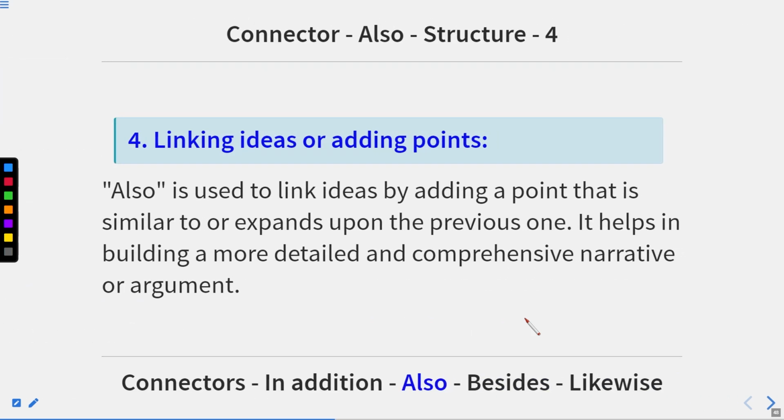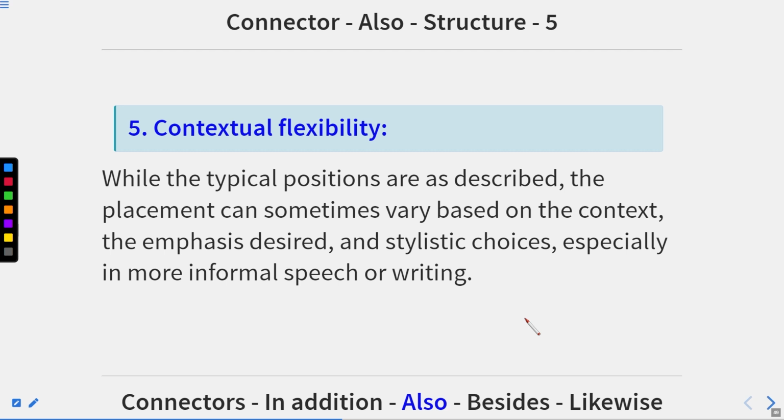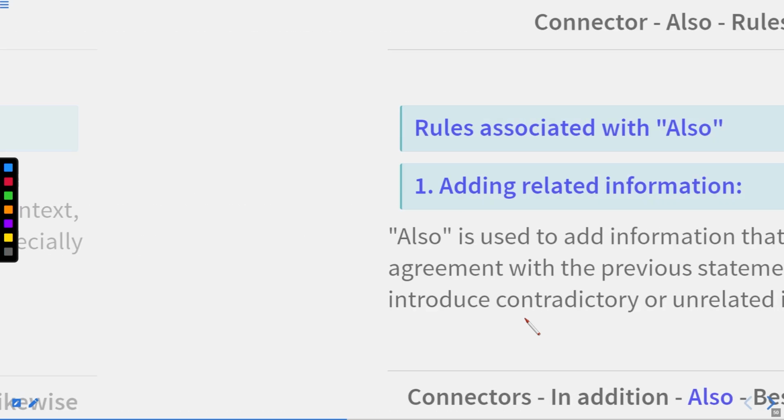Now, linking ideas or adding points: also is used to link ideas by adding a point that is similar to or expands upon the previous one. It helps in building a more detailed and comprehensive narrative or argument. Contextual flexibility: while the typical positions are described, the placement can sometimes vary based on the context, emphasis desired, and stylistic choices, especially in more informal speech or writing.